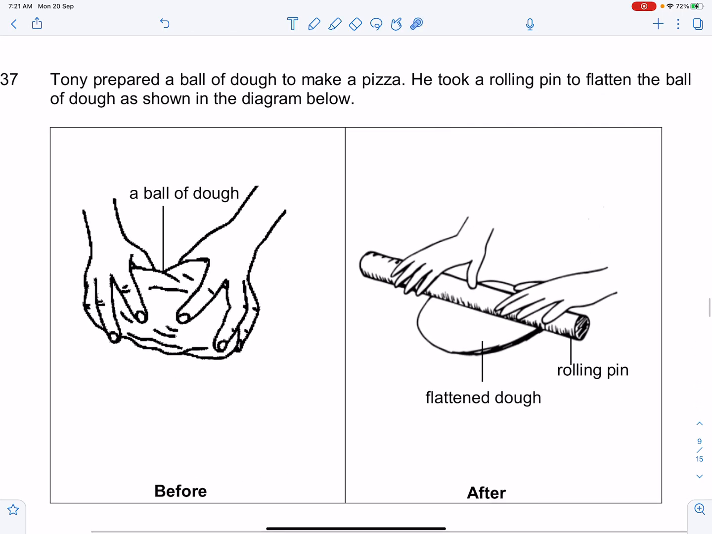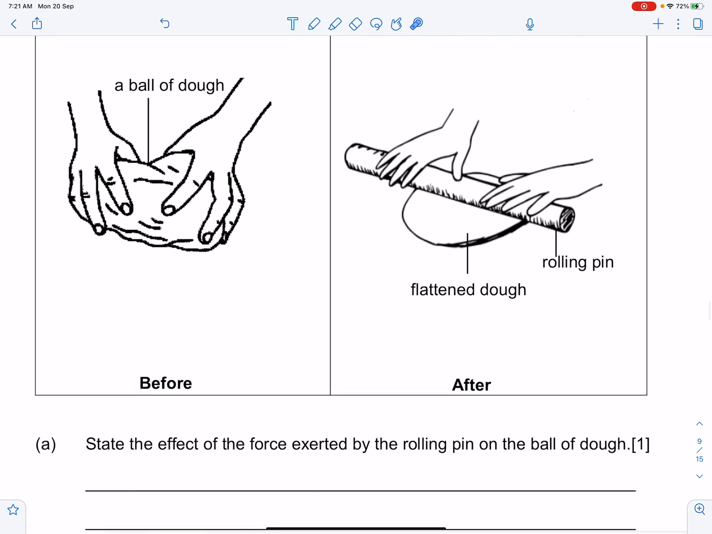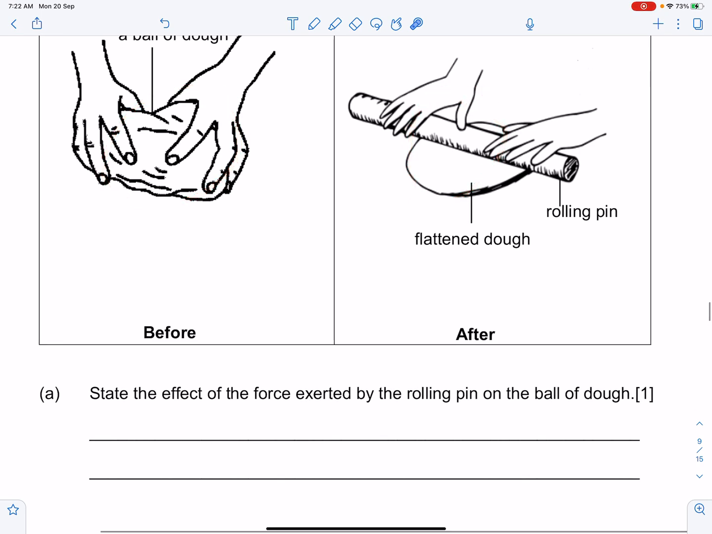Question 37. Tony prepared a ball of dough to make a pizza. He took a rolling pin to flatten the dough as shown in the diagram. State the effect of force exerted by the rolling pin on the ball of dough. So remember, there are a few effects that forces could have. One was to change the direction of a moving object, stop a moving object, and in this case, it's pretty obvious that you are changing the shape, right? So very straightforward.